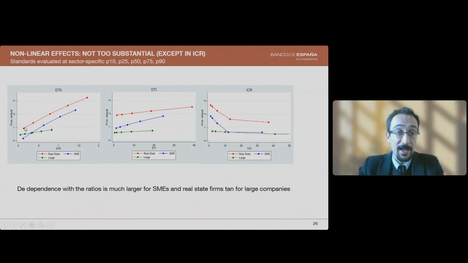And what we see is that the lines are almost straight lines. If they were straight, there would be no nonlinear effects. So here we see that for debt to assets and debt to income, the nonlinear effects are very, very limited. But for the interest coverage ratio, we do see important nonlinearities. And this might suggest a possible limit for the interest coverage ratio. Since for large interest coverage ratio, we see no effect, but for lower, starting from some limit, we start to see a large increase in the default probability.